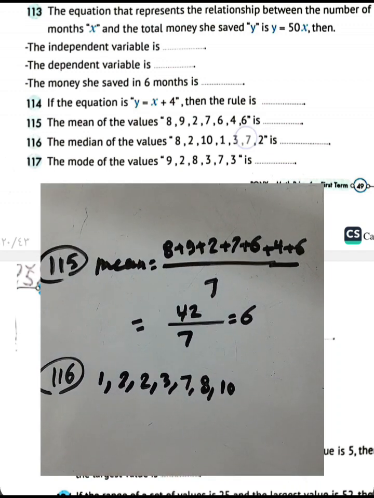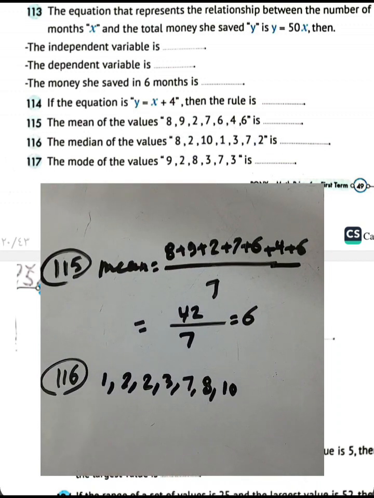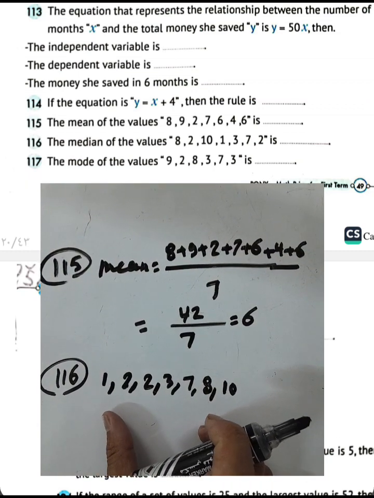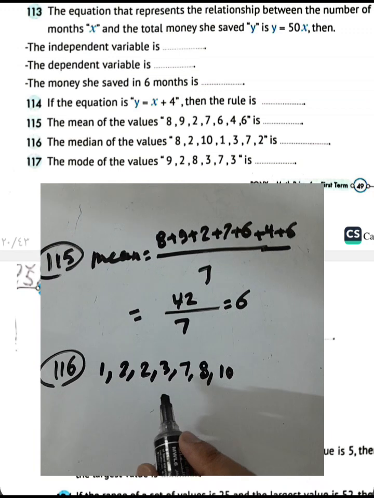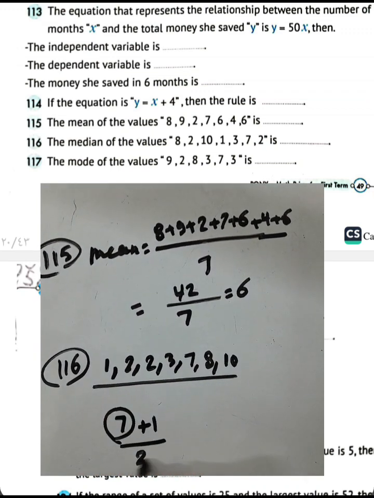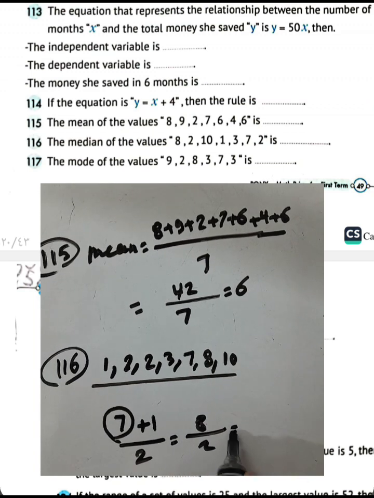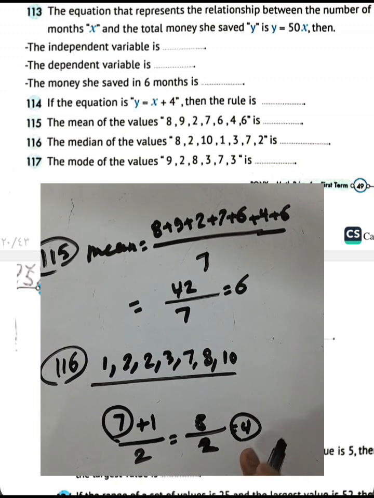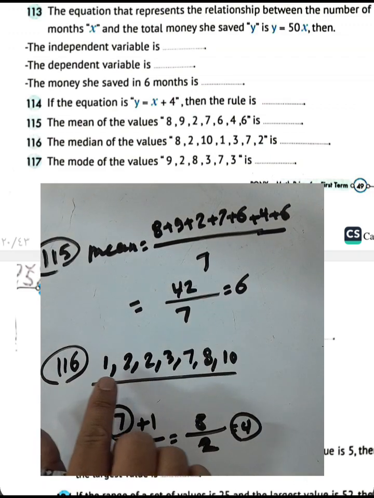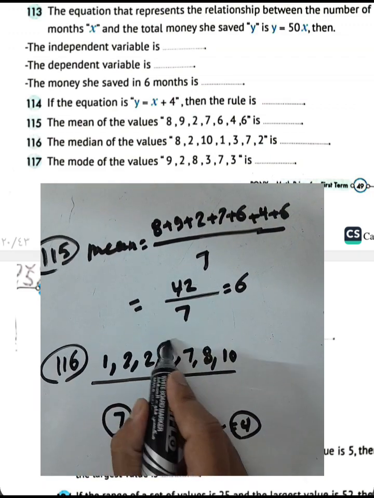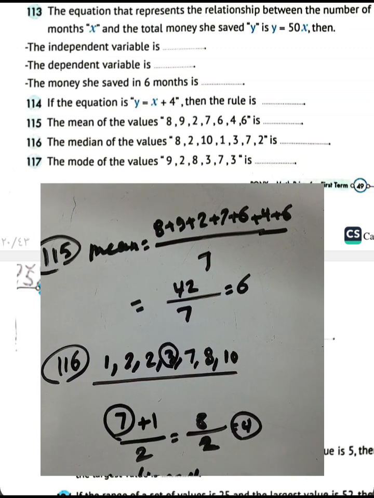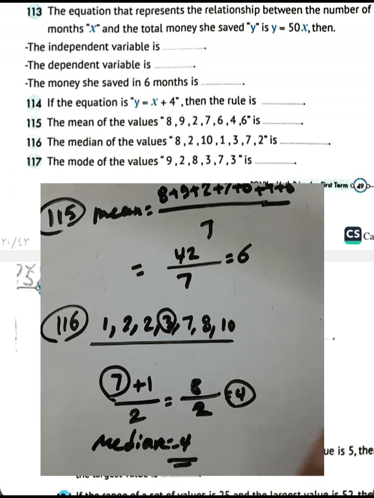1, 2, 3, 4, 5, 6, 7. We have 7 numbers. You can find the order of the median by writing the number of values, 7, plus 1, divided by 2. It will be 8 divided by 2, which is 4. 4 we call the order of the median. Count with me to the fourth digit here: 1, 2, 3, 4. 3. So the median will be equal to what?